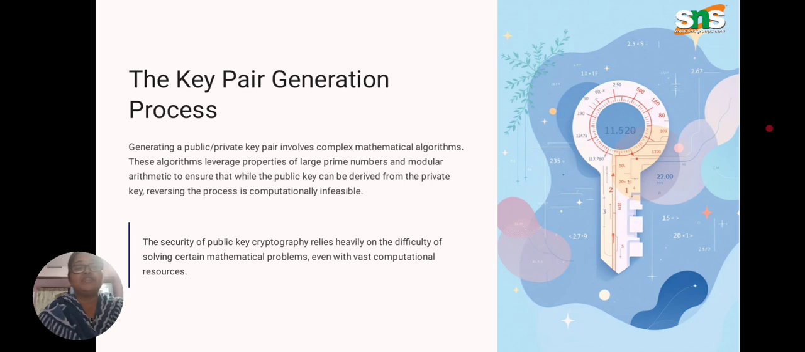The next slide is about key pair generation. We have to pair the keys, whether public to public, private to private, or public to private. This slide explains how the keys are actually created. Key generation uses complex mathematical algorithms, especially large prime numbers and modular arithmetic. Even though generating the keys is very easy using computers, the reverse process is extremely difficult. This makes it practically impossible for attackers to guess the private key.